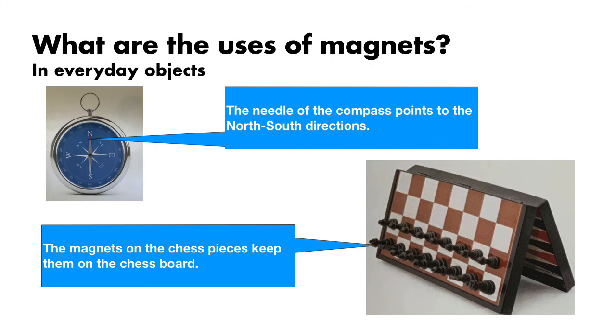The magnets on the chess pieces keep them on the chessboard. Not elastic and leather. It's not about electricity. This is about magnets. Is the squishy thing magnetic? I don't think so. It's squishy only. It's not magnetic. I also got a black thing that can stick on them. Yes, that is magnetic definitely.